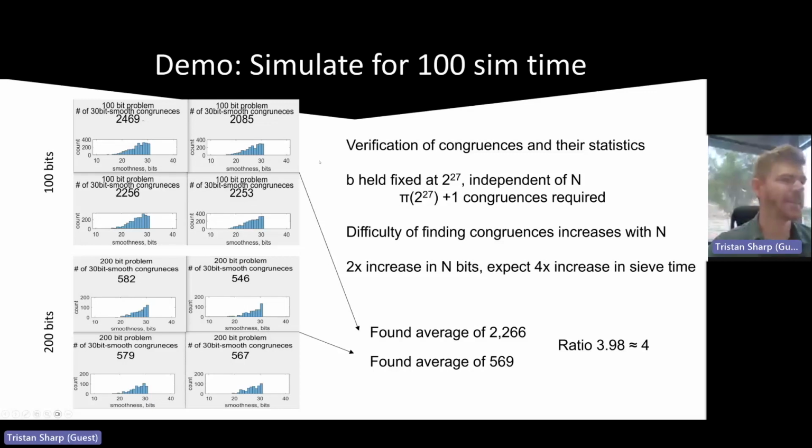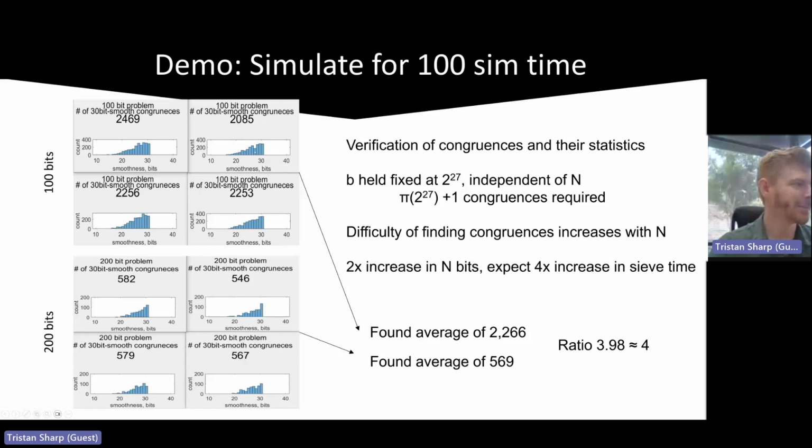Now, keeping the B smoothness fixed, it gets harder and harder to find congruences in general as you go to bigger problems, but you just need the same number to complete the factorization. So with this 2 times increase in bits, what we're looking at is a 4 times increase in the sieve time, which corresponds to the plots that I showed a couple minutes ago.